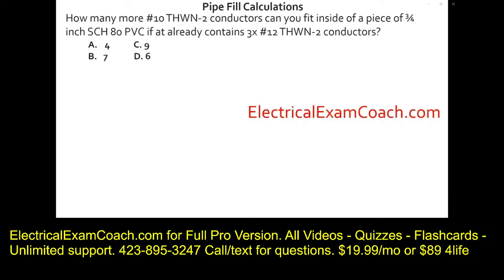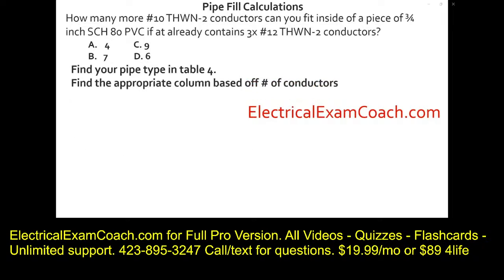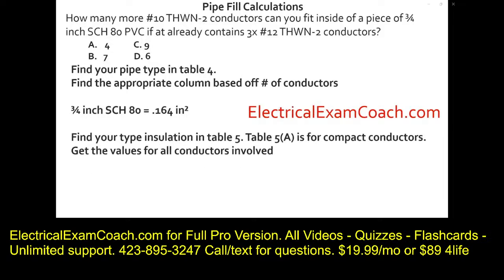How many more number 10 THWN-2 conductors can you fit inside of a piece of 3/4 inch Schedule 80 PVC that already contains 3 number 12 THWN-2 conductors? We're going to head to Chapter 9, Table 4 and find our pipe. We're going to find the appropriate column based off the number of conductors, and we're going to find this value for a piece of 3/4. Then we're going to head to Chapter 9, Table 5 for our conductor properties, being sure to write down all the values that we need.